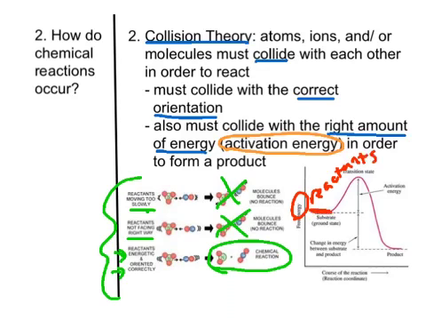Now, in order for them to collide with the correct orientation and amount of energy that they need to make new products, they have to have a certain amount of activation energy. They have to overcome this slump of activation energy in order to make products at the end. So that's what activation energy is. It's the energy for them to collide and make a new product. It's kind of like the hump they need to get over.